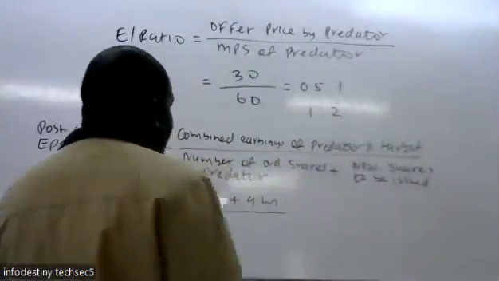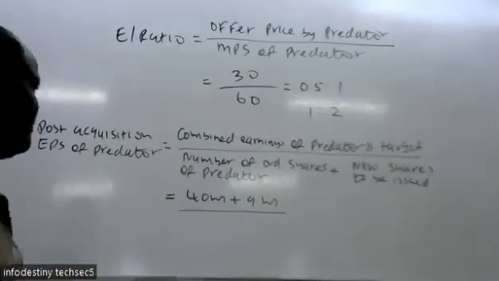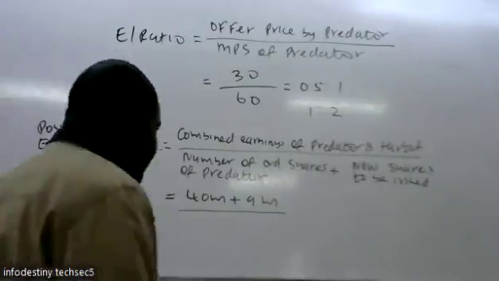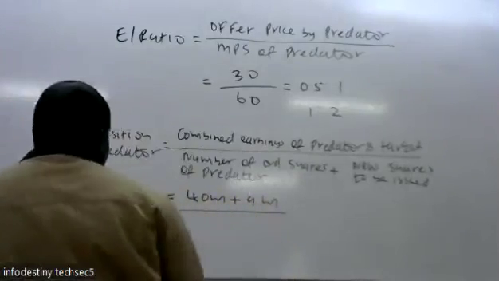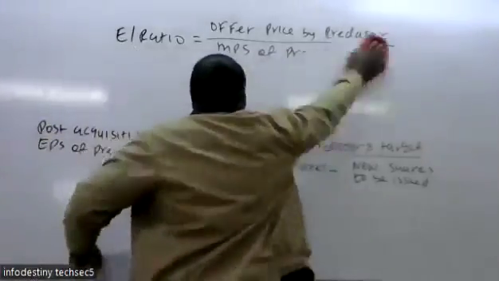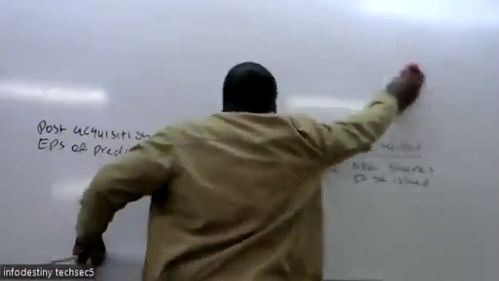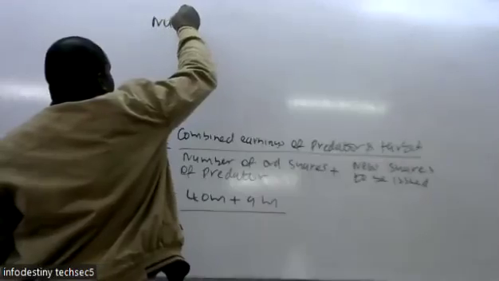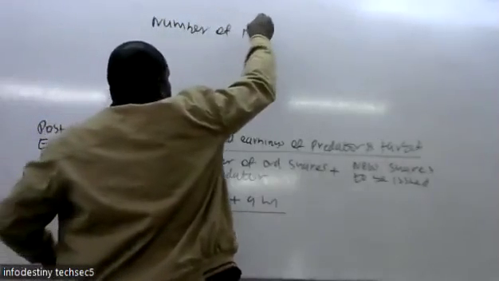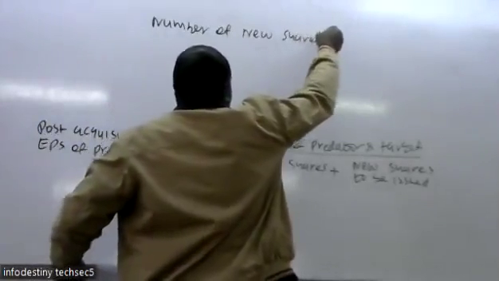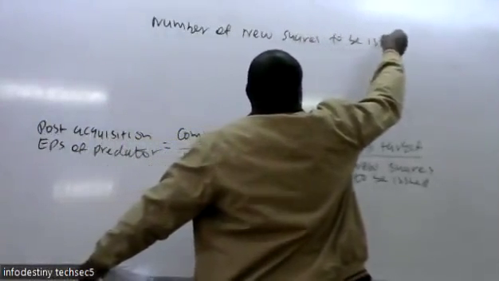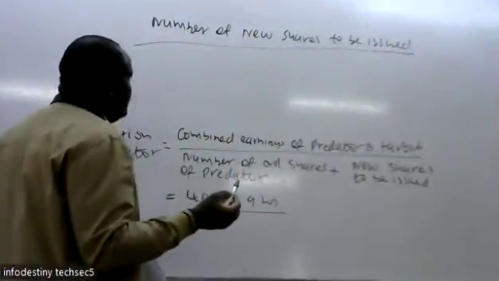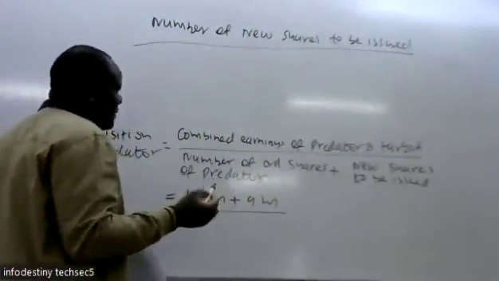We need to get the number of the new shares to be issued first. So you can leave that space and do a small working down there. The number of the new shares to be issued, we have not calculated.